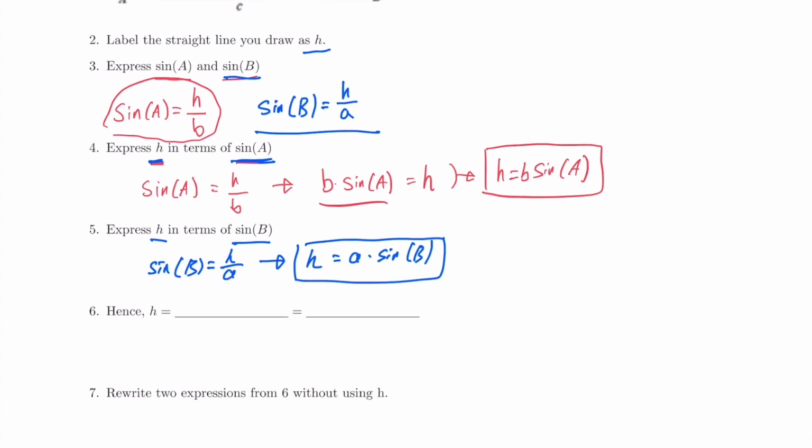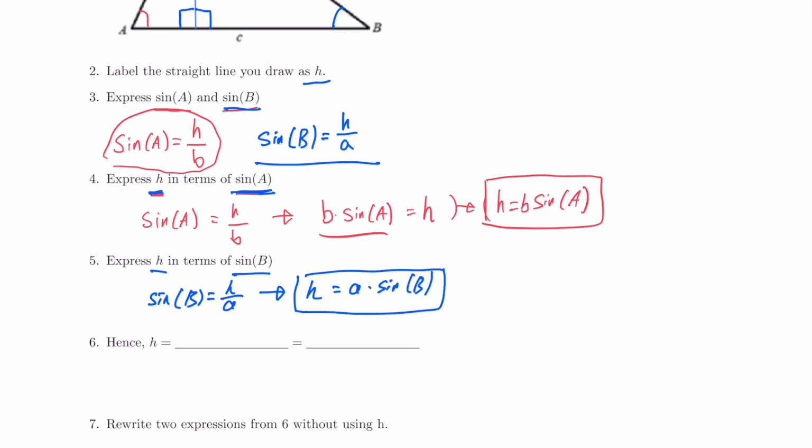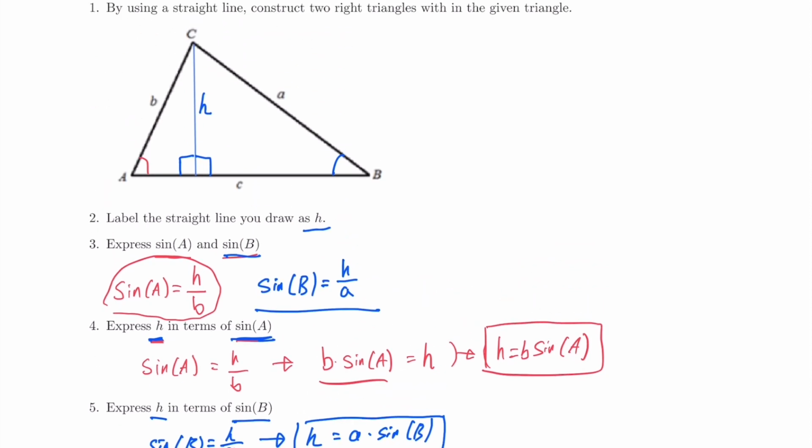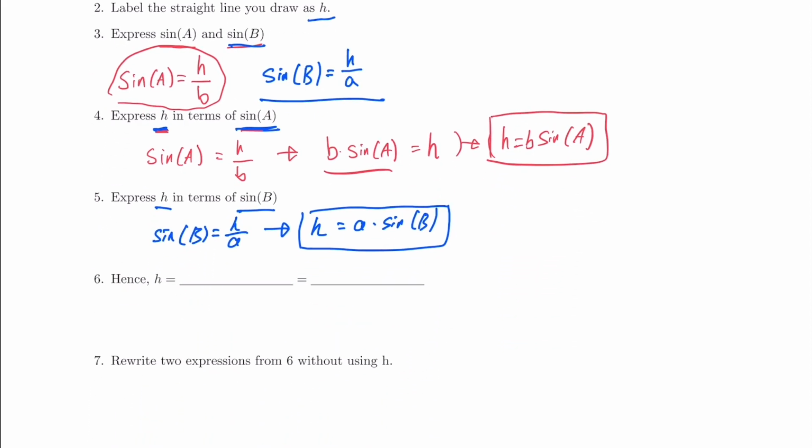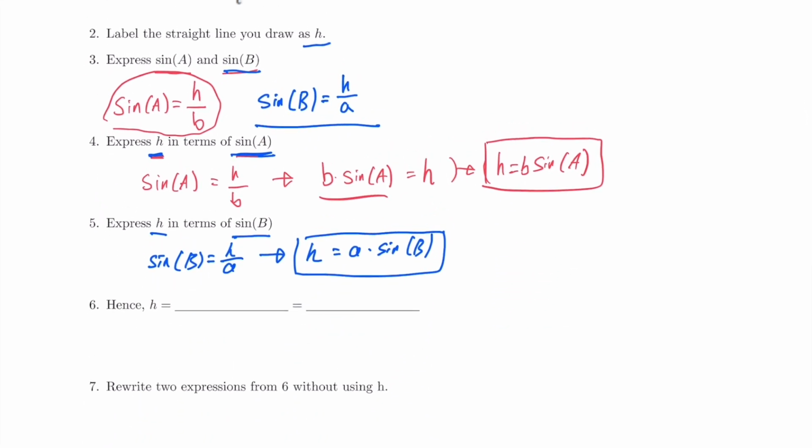So what does this tell us? H can be expressed as B times sine A, or H can be expressed as A times sine B. And what is H? H is just this segment, this length right here. This length can be expressed in two different ways, which means that H is the same thing as B times sine of angle A, which is the same as A times sine of angle B.